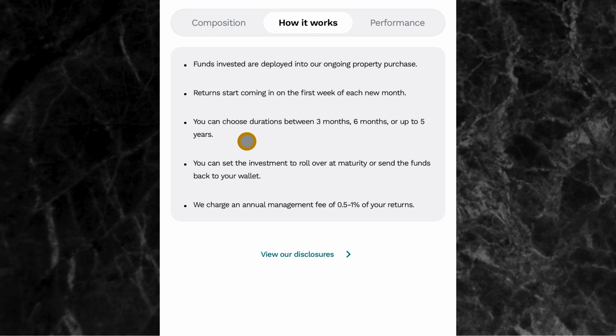And then number 3 says you can choose durations between 3 months, 6 months, or up to 5 years. So this means that you have the option of investing for 3 months, you have the option of investing for 6 months, and you have the option of investing for 5 years.